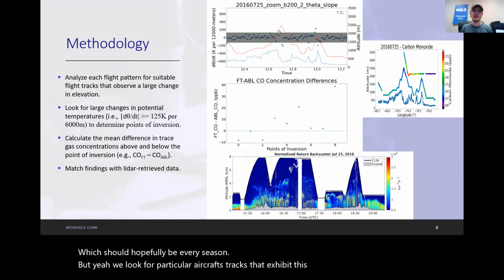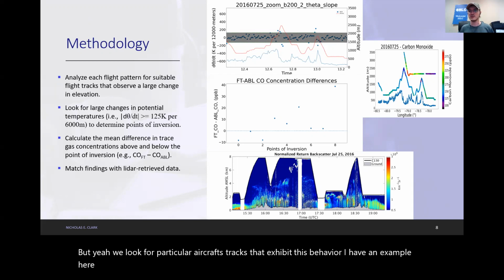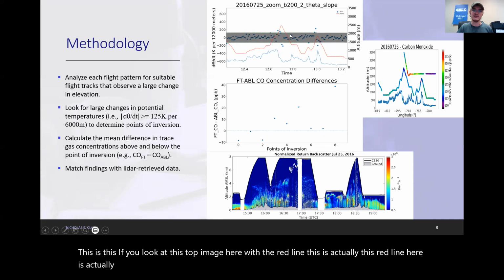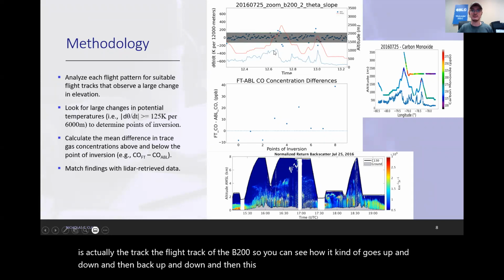I have an example here, 2016-07-25. If you look at this top image here, with the red line, this red line here is actually the flight track of the B200. So you can see how it kind of goes up and down and then back up and down. And then this blue line is actually the terrain below.